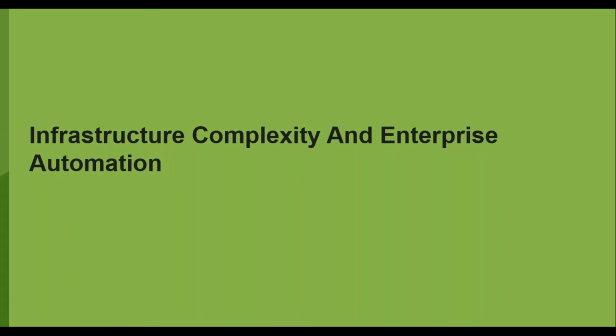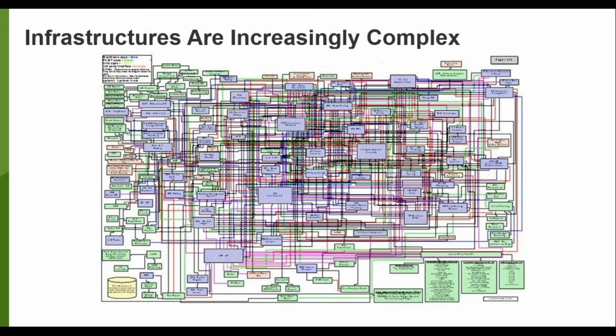So let's get into a little bit of discussion around infrastructure complexity and enterprise automation. Why is that important to us as security people? Well, one thing, our infrastructures are getting really complex. We've got on-premise environments, data center environments, multi-data center environments, public cloud, private cloud, and multi-cloud types of things.